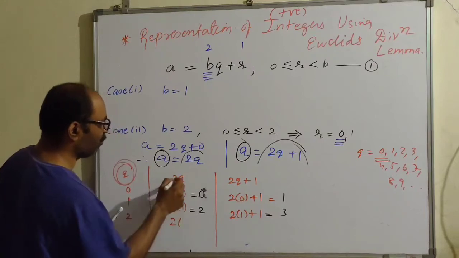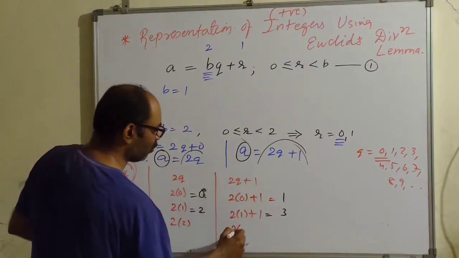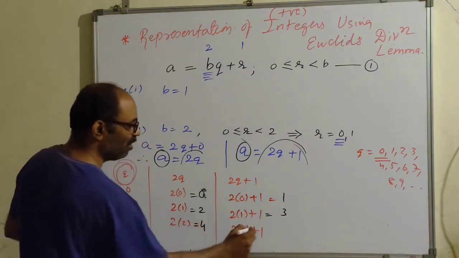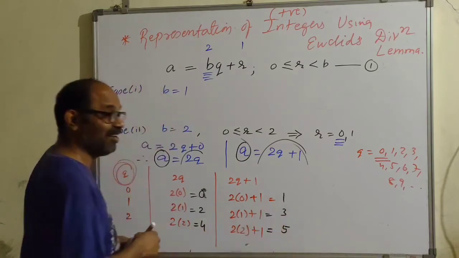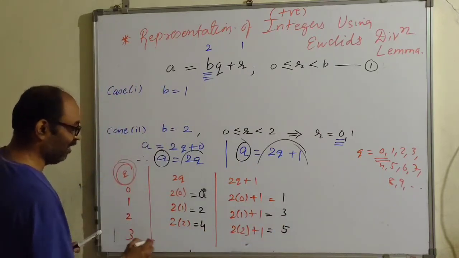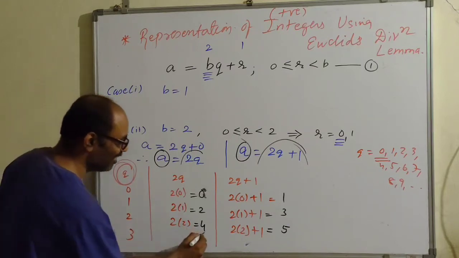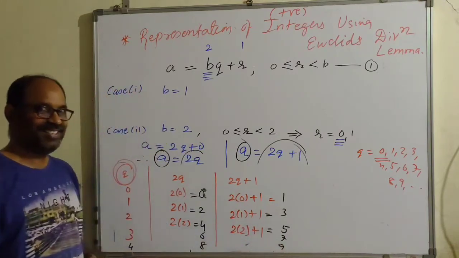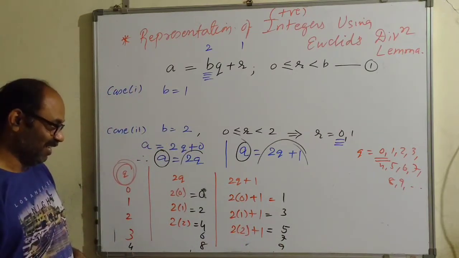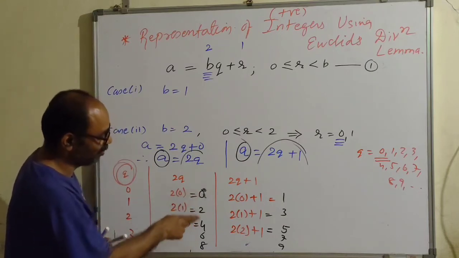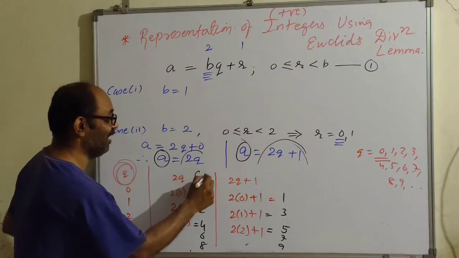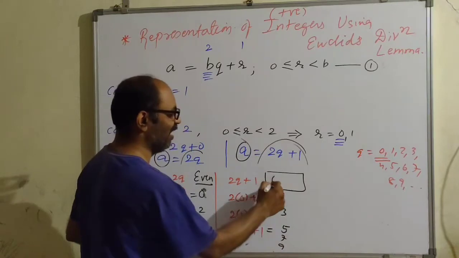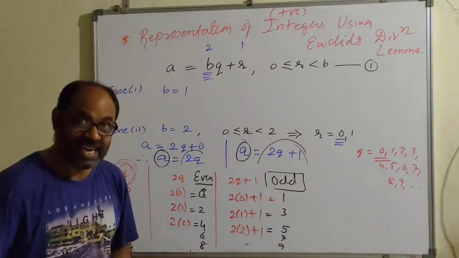Next I am going to take Q as 2. So 2 into Q, that is 4, and 2Q plus 1: 2 2s are 4 and 4 plus 1 is 5. Take 3. Can I write directly now? 6 and 7. Take 4, 8 and 9. Children, observe nicely: 0, 2, 4, 6, 8 are all even numbers, even integers, and 1, 3, 5, 7, 9 are all odd. Correct?